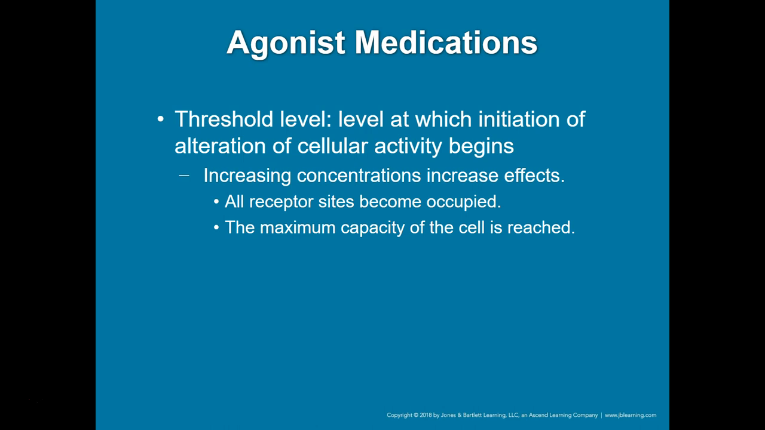Threshold level: anytime we give any medication, it's not going to be effective until we hit a certain threshold. So if we only give, say, 12 micrograms of fentanyl, it's not enough in the body to really start blocking all those pain receptors. Not until we get up to 25, 50, or 100 micrograms will we really start seeing the effects of that. So that's hitting that threshold level. We have to get enough of that medication in the body before it starts to alter cellular activity.